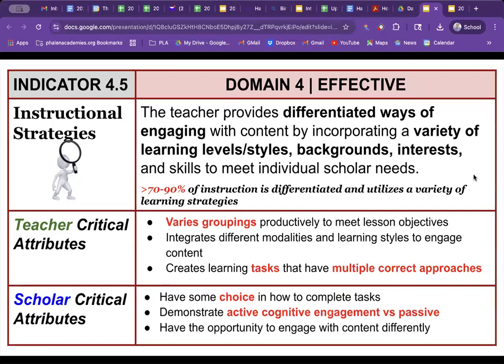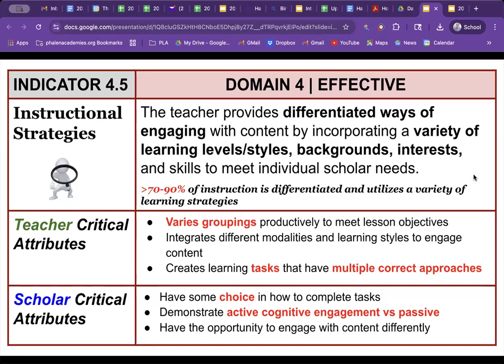Okay, this is what the effective domain 4.5 looks like. This is what we are wanting, the level we want to be at, effective at a minimum. So let's look at the teacher critical attributes. Someone from table 4, read that for us.